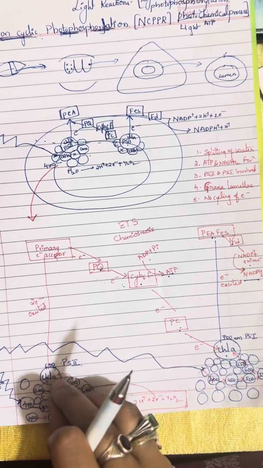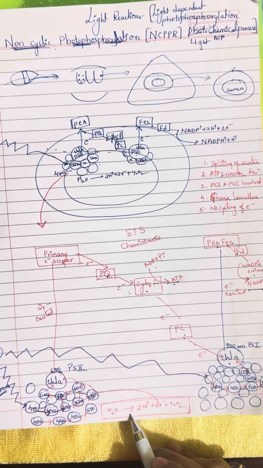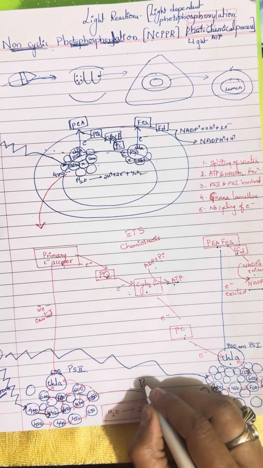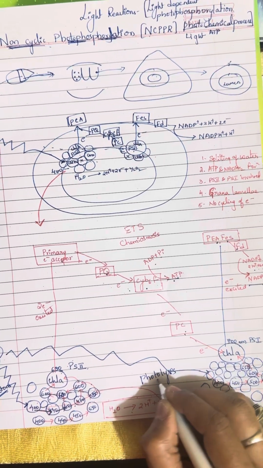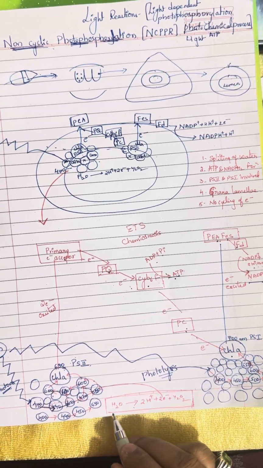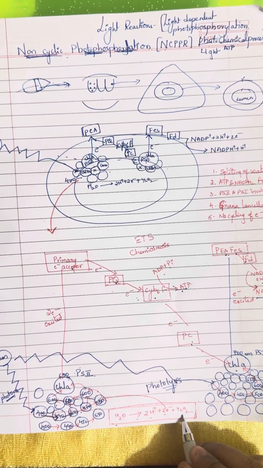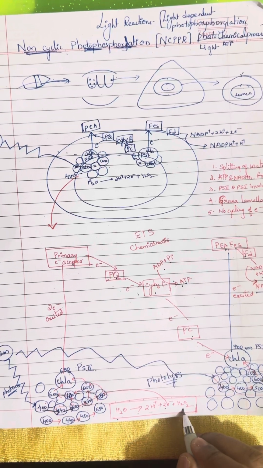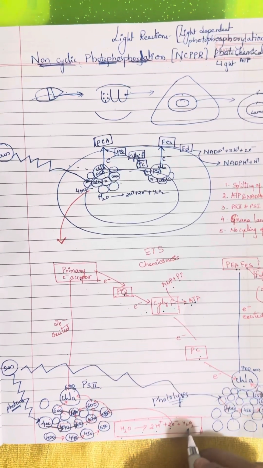But who is there to give electrons here? The splitting of water takes place. We can also call it photolysis. Photo means light, lysis means breakdown. They use light energy to split the water. So H2O splits to form 2 protons, 2 electrons, plus half O2. To form one O2 molecule we require 4 protons, which means 2 H2O molecules.